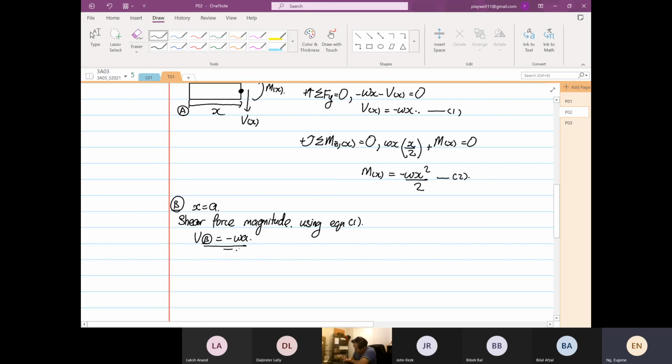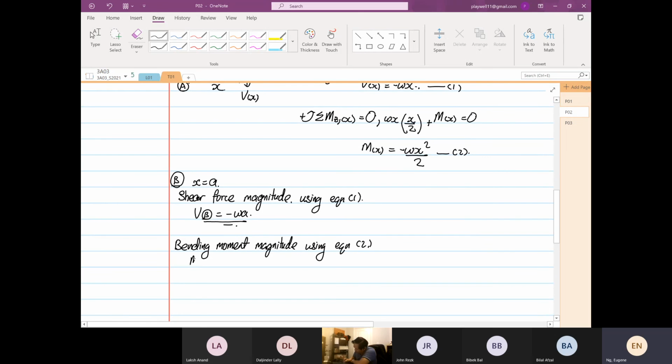Okay, so this is a constant, as I said. So you know that there's a constant, and then you have bending moment magnitude using equation 2. So moment at point B is equal to minus omega A squared over 2. So that is what is happening at point B.